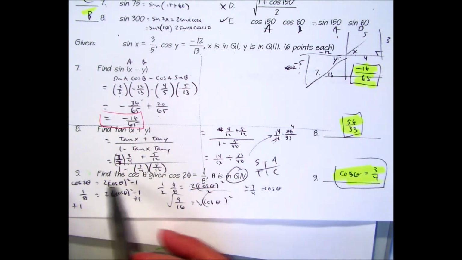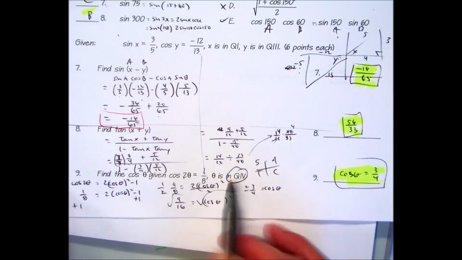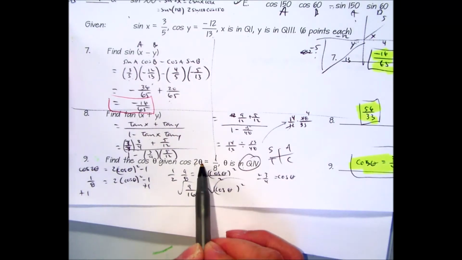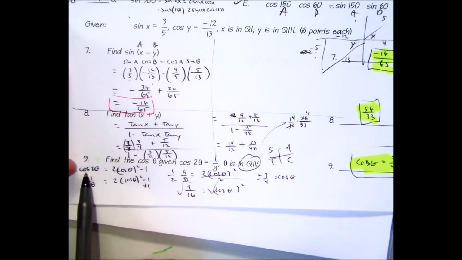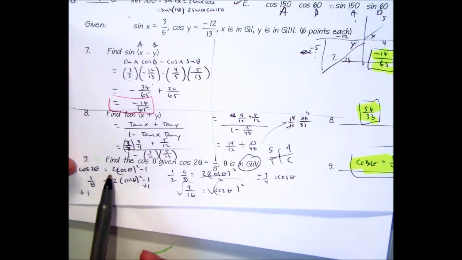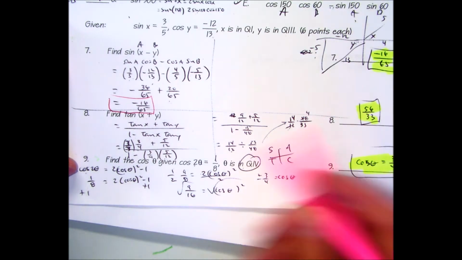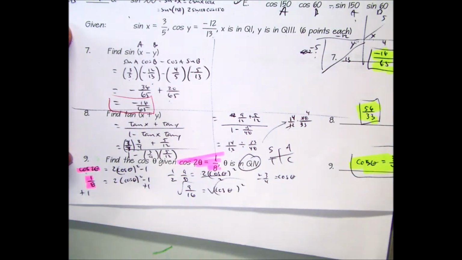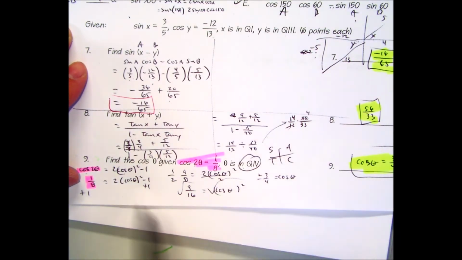Question 9, find the cosine given cosine of 2 theta equals 1/8. Theta is in quadrant 4. This problem, if you recognize, this is called the double angle identity. They've given me cosine, so there's 3 formulas for the double angle identity of cosine, and I chose to use 2 cosine squared theta minus 1. I do the substitution there. Cosine 2 theta equals 1/8, so there's my substitution, and there I'm just solving for cosine.